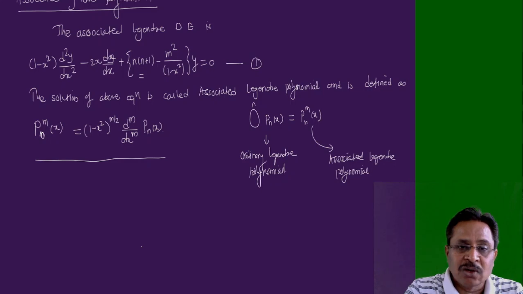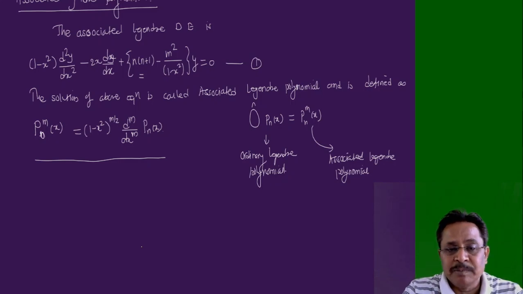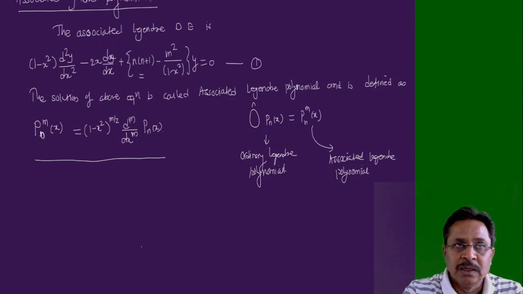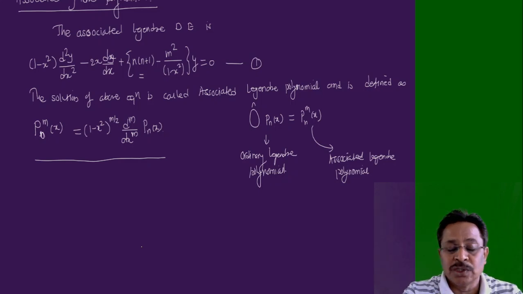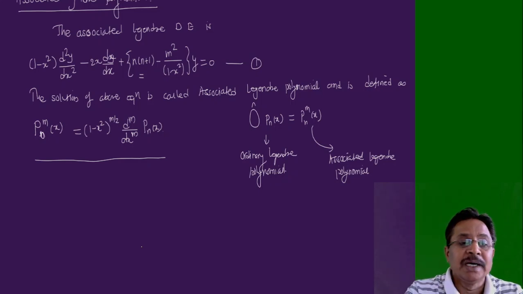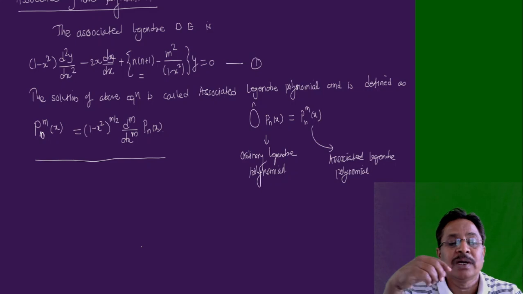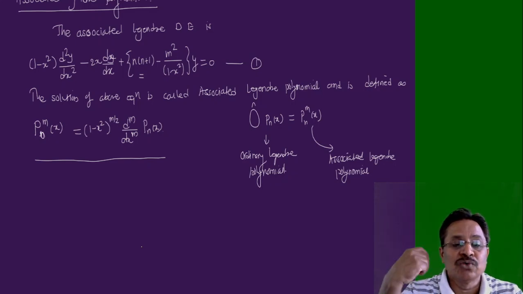Whether this is correct or not, whether this is a solution of this differential equation, can be tested. There are several books which give the solution using the method of separation or the power series solution, and the series solution of this differential equation is given by P_n^m of x is equal to (1 minus x square) raised to m by 2 into d raised to m upon dx raised to m into P_n of x.